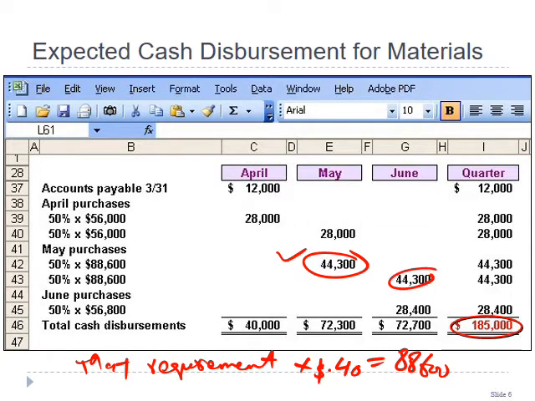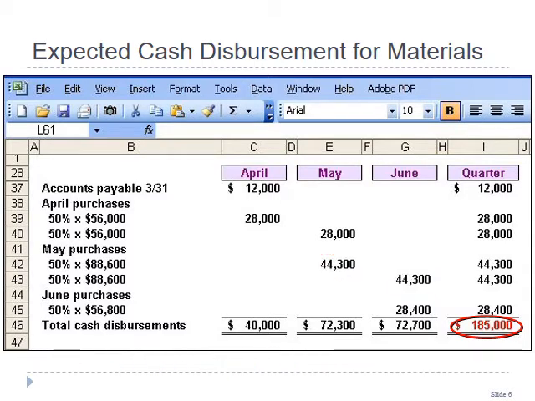So that's why 50% in the month of May and the other 50% in the month of June, which is 56,800. We are not writing down the other 50% because it is out of the quarter, right? So you just add all here, and you'll find the quarter total. So this is our total payments for the quarter.